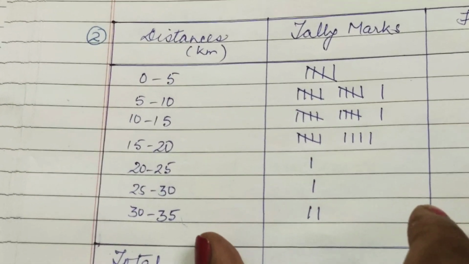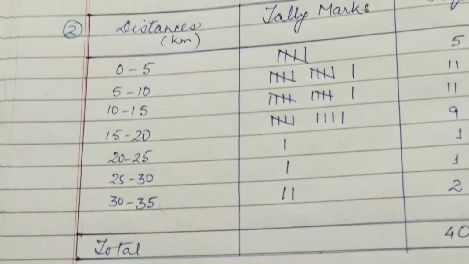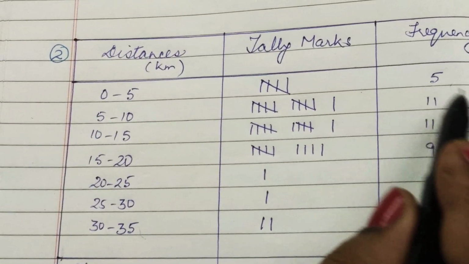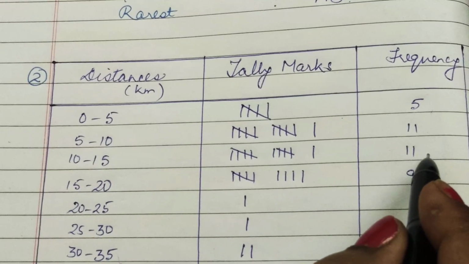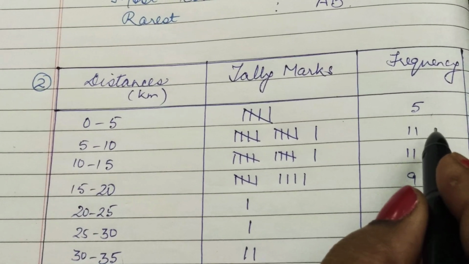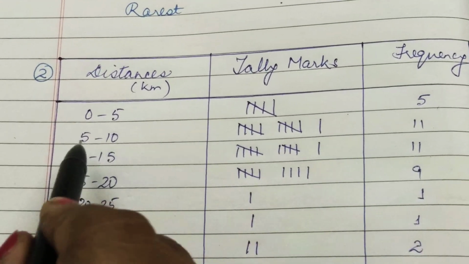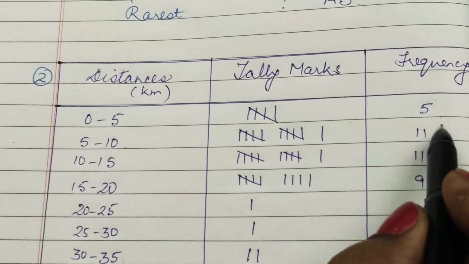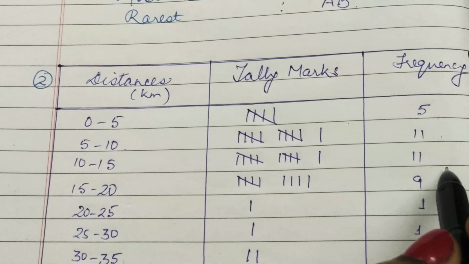Now what is the next question? It is given: what main features do you observe from this tabular representation? What do you observe from this representation? That the distance from the residence to the workplace for the maximum number of engineers is in the interval of 5 to 10 and 10 to 15 kilometers. You can find it out. It is between 5 to 10 and 10 to 15 kilometers.